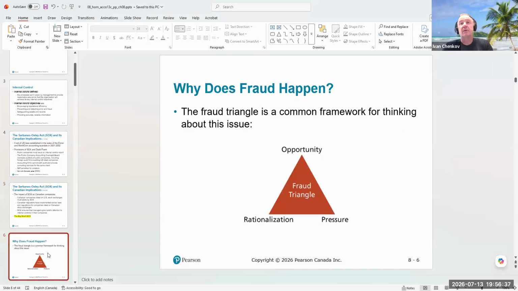Because that's how the fraud is created, people. In order for fraud to exist, there have to be three elements. It's called a triangle because there are three angles here. First is the pressure. Any pressure. It can be financial pressure.